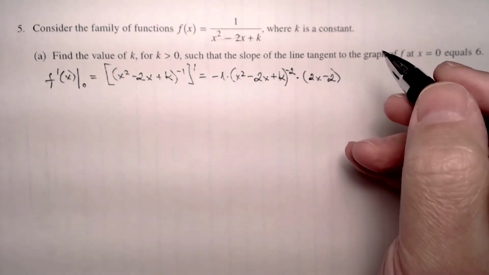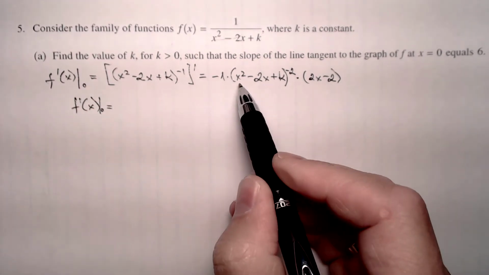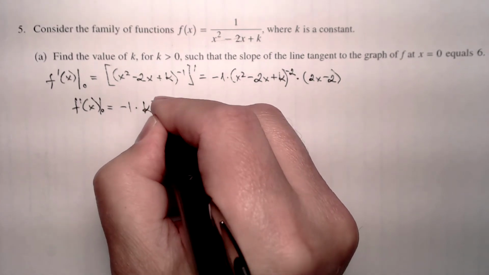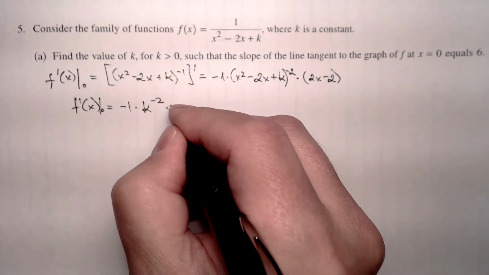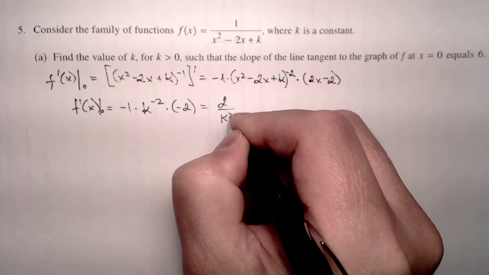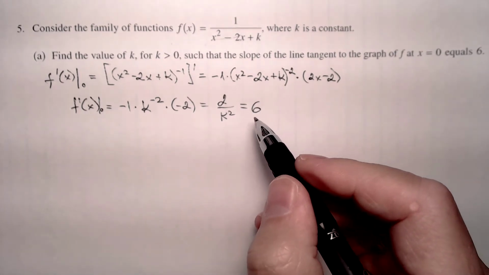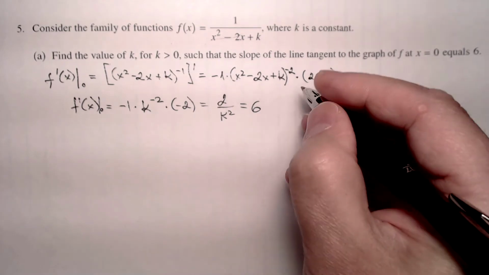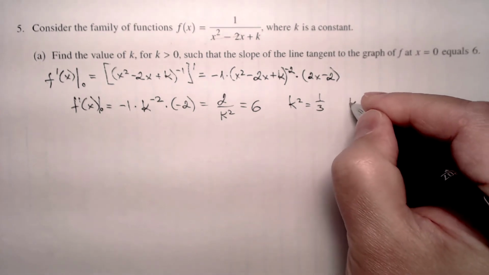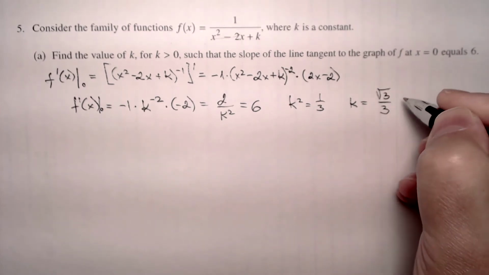So let's now plug in x equals 0. F prime of x at 0 is equal to, plugging in 0 gives us negative 1 times k to the negative 2 times negative 2. So this is equal to 2 over k squared, and this is given to us, this is equal to 6. So multiplying by k squared on both sides and dividing by 6 gives us k squared equal to 1/3, or taking square roots, given that k is positive, k is equal to square root of 3 over 3, and this is our final answer.